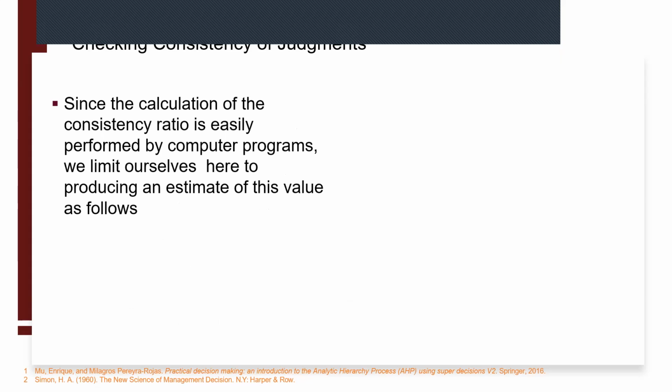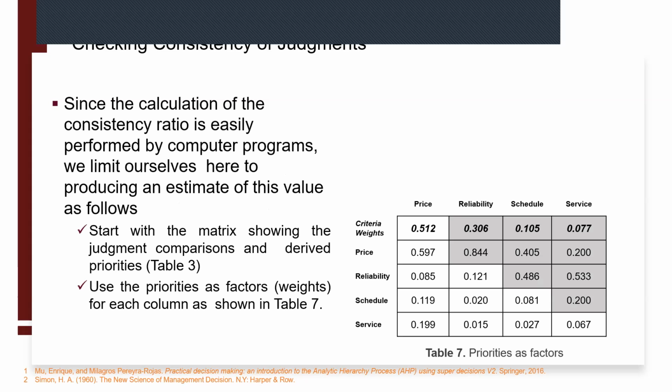Okay, so since the calculation of the consistency ratio is easily performed by computer programs, as I said, I learned it using the software. So we limit ourselves in producing the estimated values as follows. So we have established the criteria rates. This is the priority on the side earlier. So for each criterion, you have the criteria weights: 0.512, 0.306, 0.105, and 0.007.